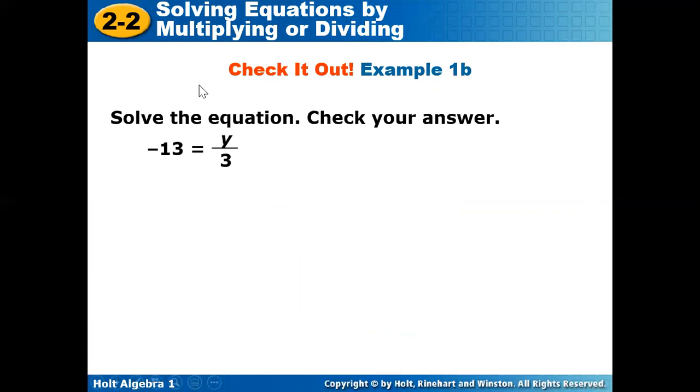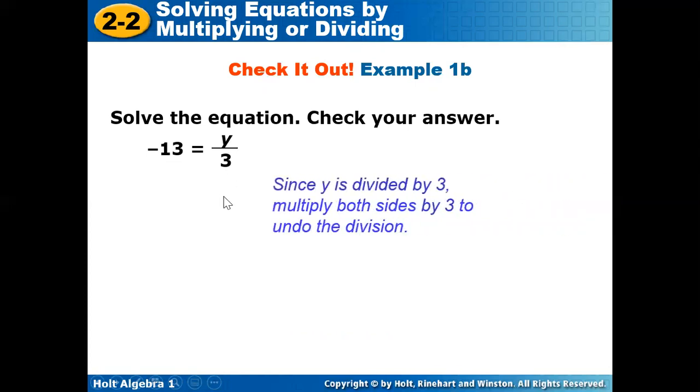All right, so your y is being divided by 3. The opposite operation is multiplication, so we're going to multiply both sides by 3. You have a positive multiplied by a negative, which is going to give us a negative as our answer. Positive times positive equals positive. Negative times negative equals positive. But positive times negative equals negative.